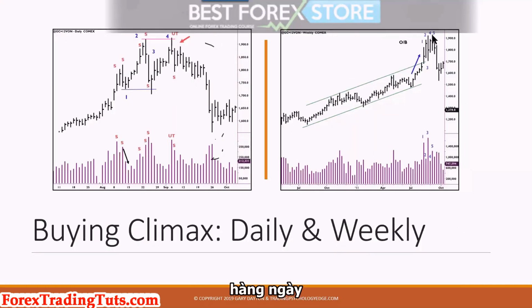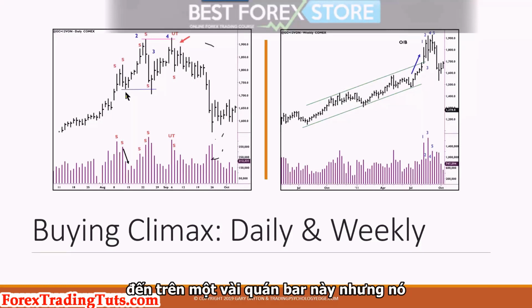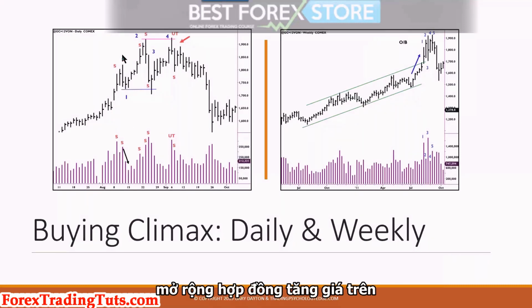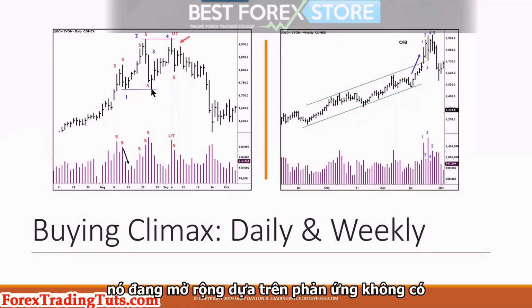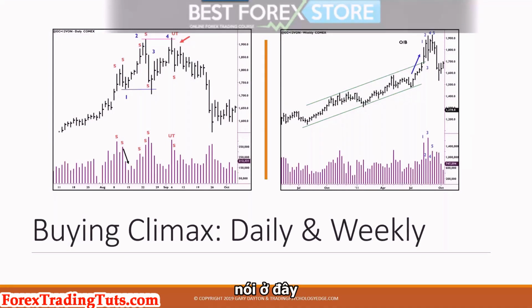at the daily. So we rally up here. We see some supply coming in on these couple of bars, but it holds. Again, we always go back to this, and we never forget this. Expand on the rally, contract on the reaction. Expand on the rally. Ooh, it's expanding on the reaction. That's no good. Sign of weakness. Do you see what I'm saying here? Expands on the rally, contracts on the reaction. Expands on the rally. Uh-oh, expands on the reaction.